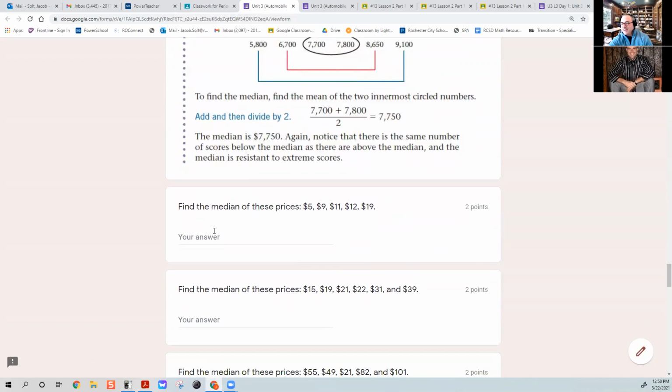So go ahead and find the median of these prices right here. $5, $9, $11, $12, and $19. Should be pretty easy. What is the middle number?